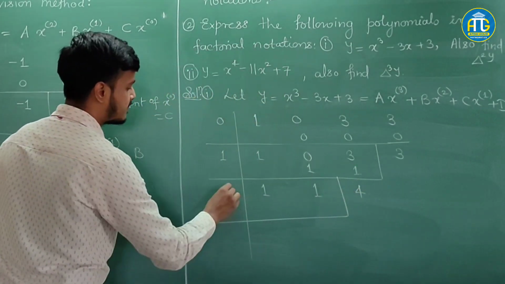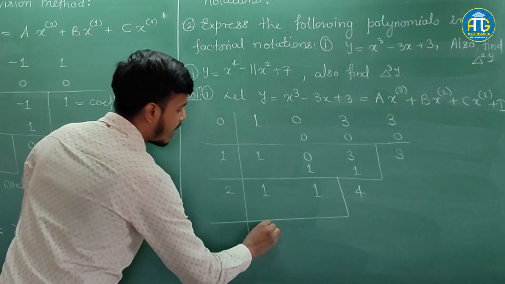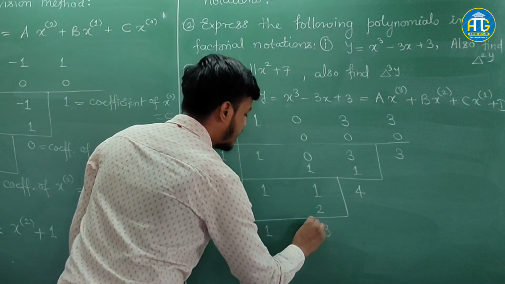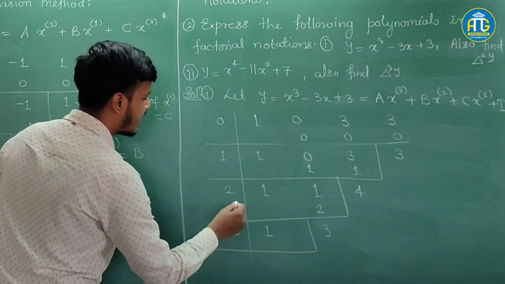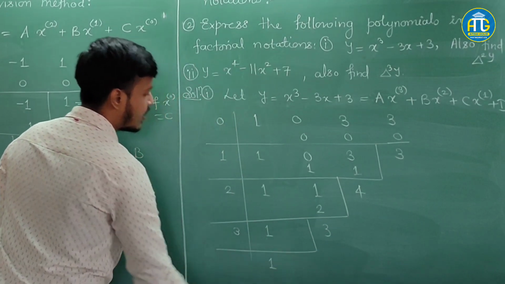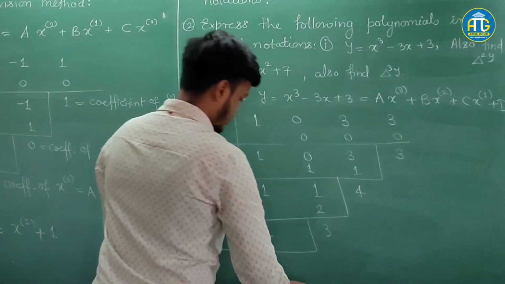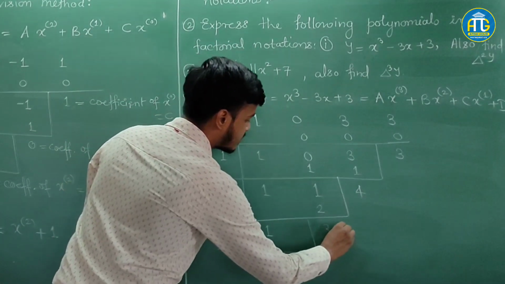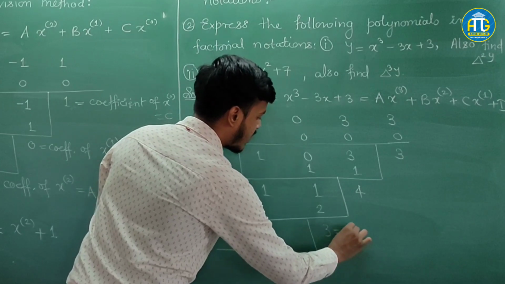Leave the last term. Then divide by 2. 1 as it is, 1 into 2, 2, 1 plus 2, 3. Leave the last term. Divide by 3. 1 as it is. No further division is possible. So this is the coefficient A. This is the coefficient of x square, B.